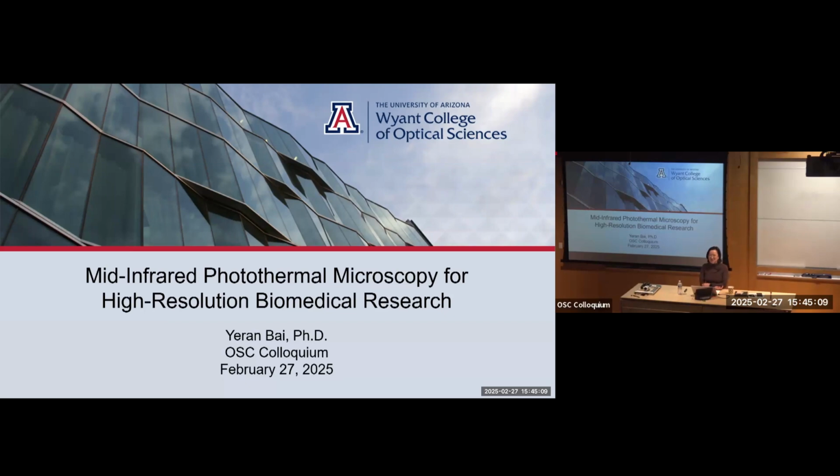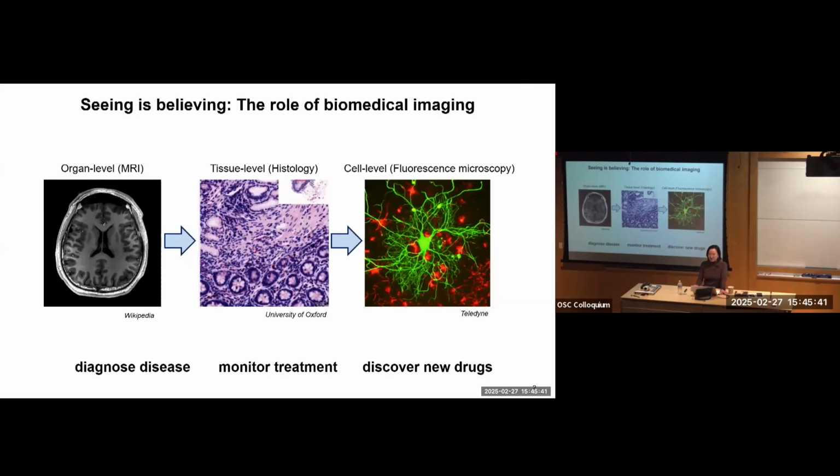As Daniel has introduced, we started a lab in the college about 2 months ago, and our lab focuses on developing advanced biomedical imaging modalities and applying them to study important biological phenomena. Throughout my career, I've always been driven by one key question: how can we use light to visualize the invisible biological process? That leads to today's topic, how we can use mid-infrared photothermal imaging to achieve high-resolution imaging for biomedical research. So let's start by talking about why we need biomedical imaging.